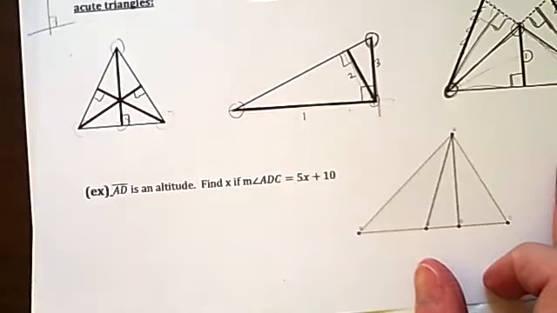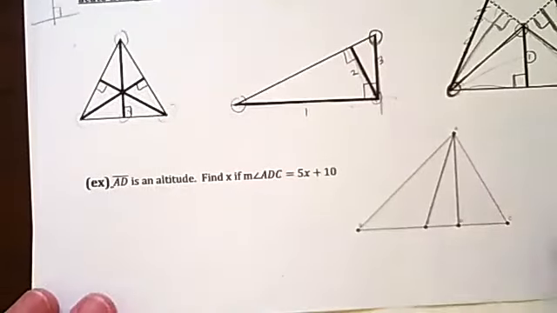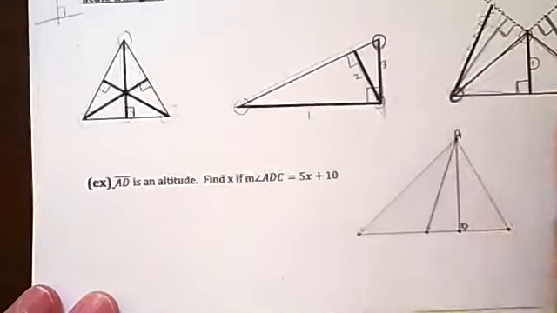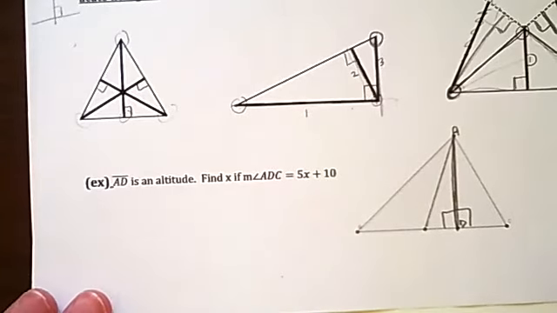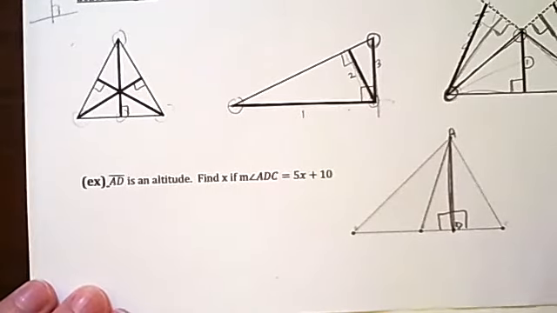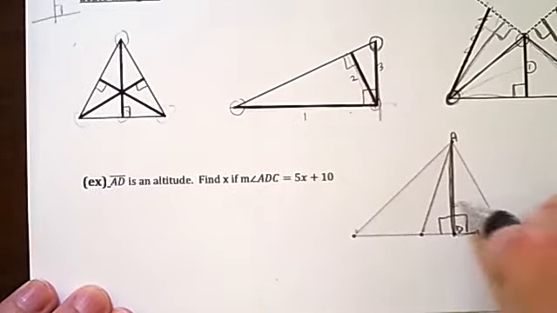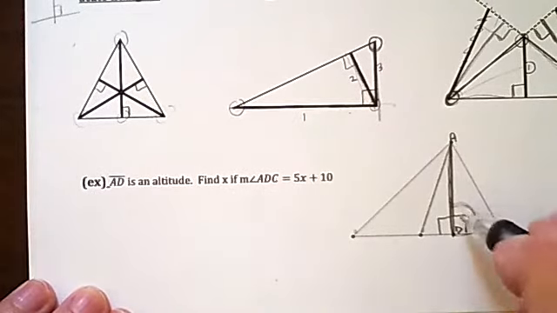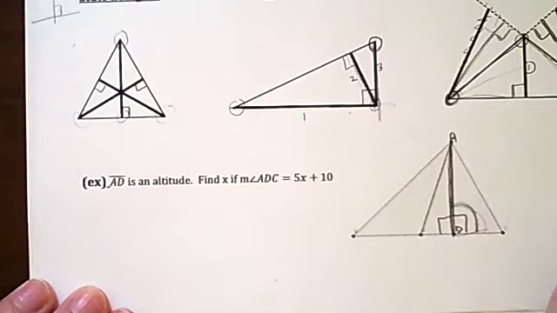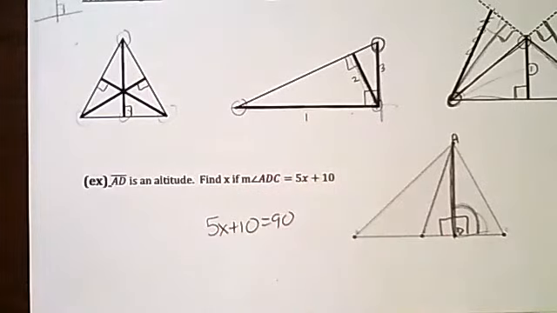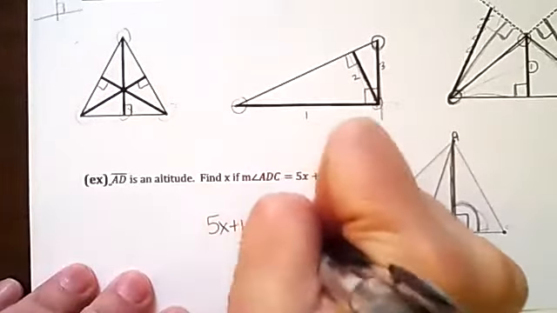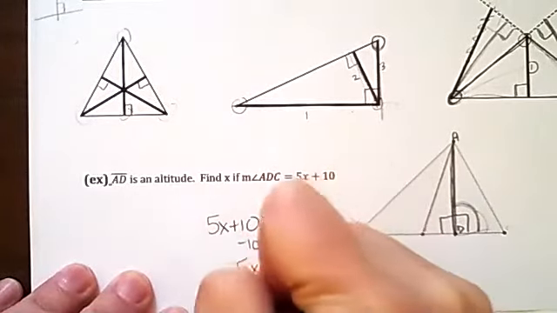Really what you need to know about altitudes is just that it makes a right angle. So this is like the problems that you're going to do. It says AD is an altitude. This is D in case you can't see it. This is A. So anytime you're given an altitude, you're just going to mark that we have right angles. Then it says find X if ADC, this angle here, is 5X plus 10. So what do we know about this angle here? That it's 90 degrees. So you're just going to do 5X plus 10 equals 90 and then solve for X. So subtract 10. So 5X equals 80. X is 16.